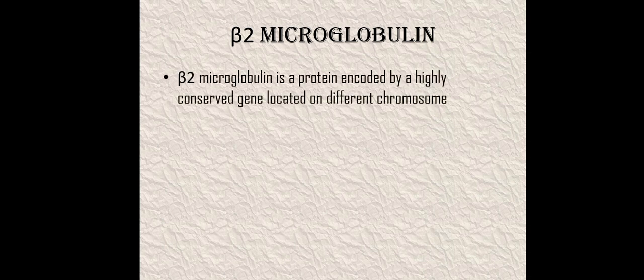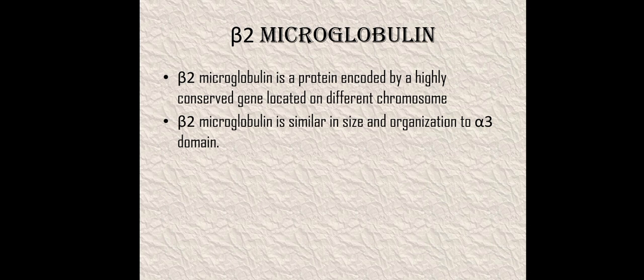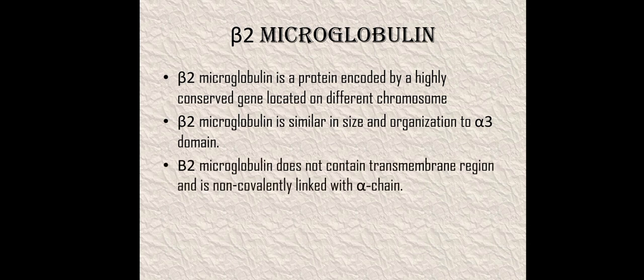The beta 2 microglobulin is a protein which is encoded by a highly conserved gene located on a different chromosome. The beta 2 microglobulin is similar in size and organization to the alpha 3 domain. It does not contain a transmembrane region and is non-covalently linked with the alpha chain.